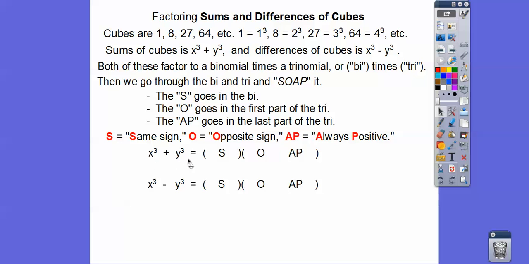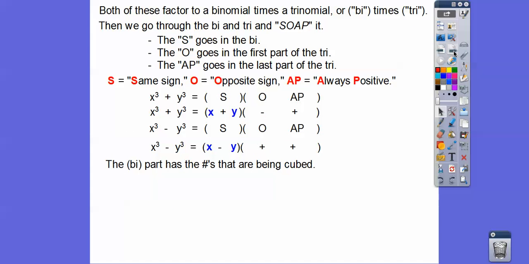Okay, so here we go. X cubed plus y cubed. Bi times tri. Bi times tri when it's x cubed minus y cubed. Same sign, opposite sign, always positive. Okay, so if this is a plus, this is a plus. This is a minus, this is always plus. Okay, if this is a minus, same sign, so minus. Opposite sign, so plus. This one's always plus. Okay, so here we go. There's that right there. Okay, and let me slide that up right there.